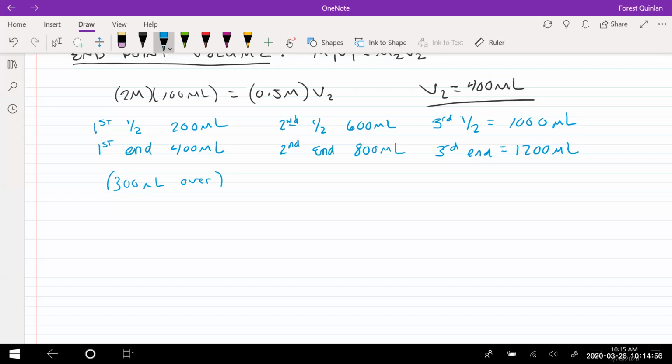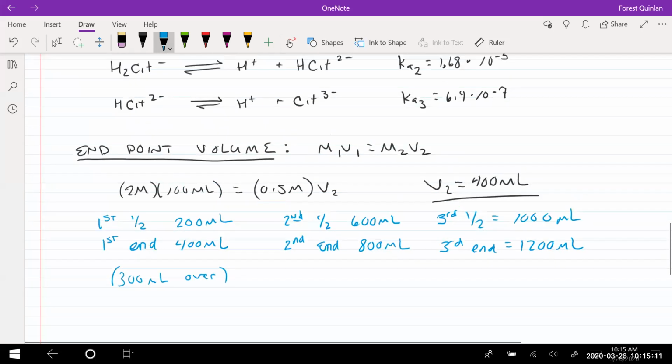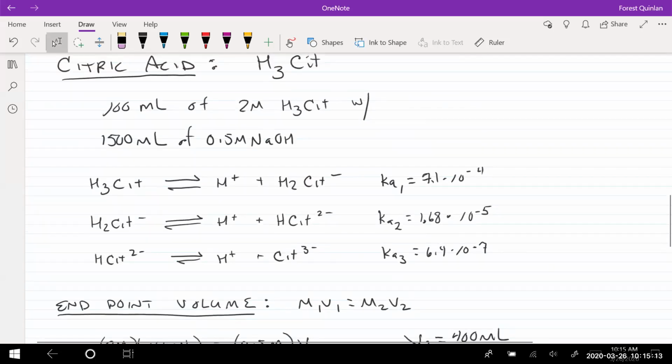And what do you think we should do for our increments here? I'm sorry, how did you know that it was 300 over? Well, because I told you at the prompt it was going to be 1,500 mils, and we're ending at 1,200. Okay.